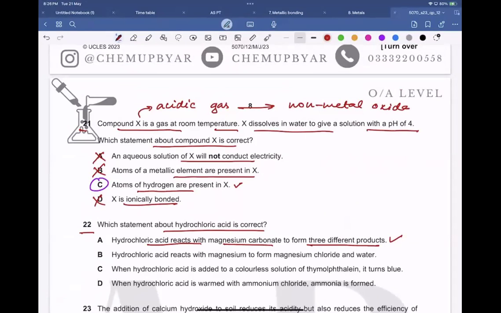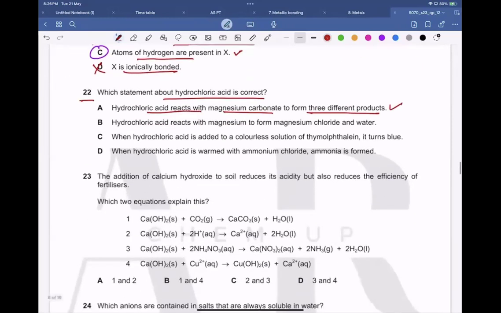Yes, Ammar and Shayan. You don't know that acids are electrolytes, isn't it? When they dissolve in water, they produce ions. So when there are hydrogen ions, it means they conduct electricity. Is this clear? Okay, so this can be a correct one.